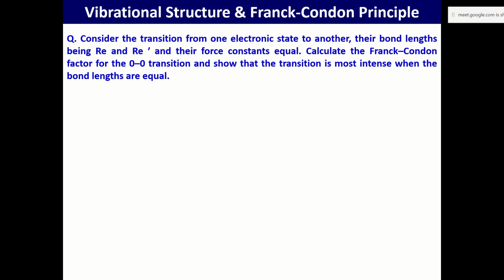So now we can quantify this thing. Let us consider a transition from one electronic state to another. The bond length changes from Re to Re prime, actually it is a subscript which I have not been able to put, there is a small typing error. And suppose their force constants are equal, bond lengths are given. Calculate the Franck-Condon factor for the 0-0 transition and show that the transition is most intense when the bond lengths are equal.